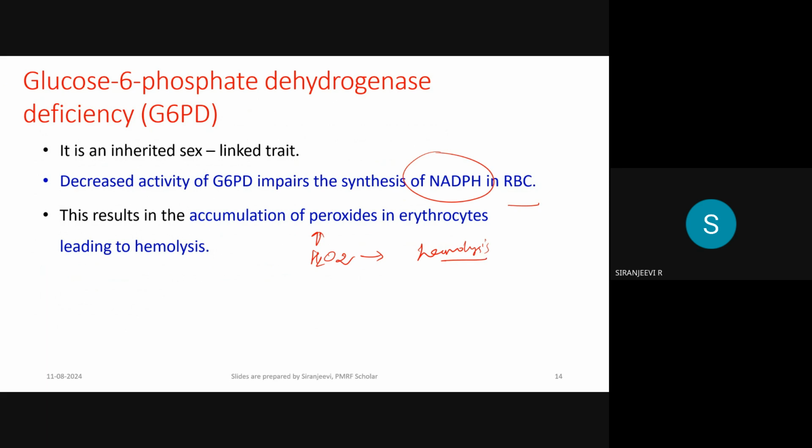This glucose 6-phosphate dehydrogenase deficiency is a sex-linked trait, which we call an X-linked trait. A human female has two X chromosomes, so they are believed to be carriers for this disease. But in most cases, the patients with glucose 6-phosphate dehydrogenase deficiency are male, because one mutant allele causes this disease, since it is X chromosome related.